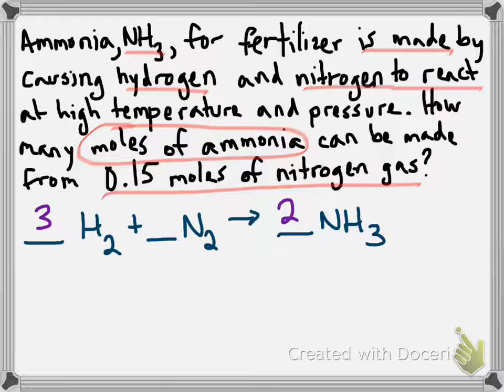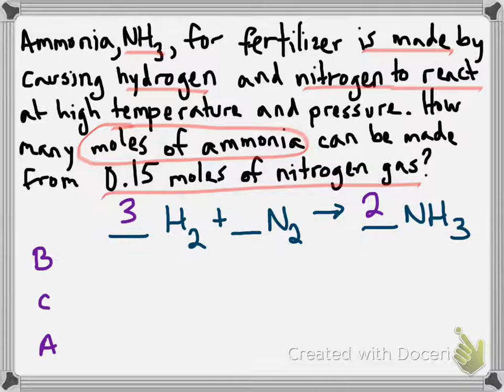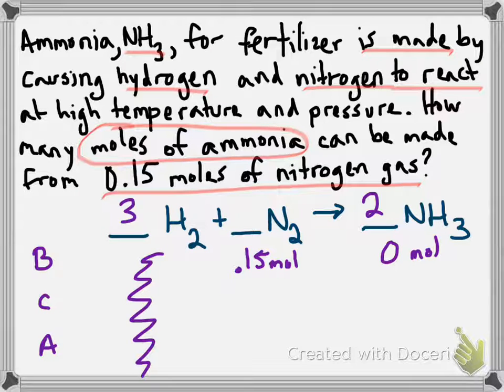So step 3 is determine the mole ratio. Notice this is blank, so that means 1 mole of nitrogen gas produces 2 moles of ammonia. So my ratio is 1 to 2. And now I'm ready to set up my BCA table. So I am told that I'm given 0.15 moles of nitrogen gas, so that is my before. Since my ammonia is a product, there's going to be none of that before, and I don't care about hydrogen, because that's not what I'm looking for, and that's not what I'm given either.